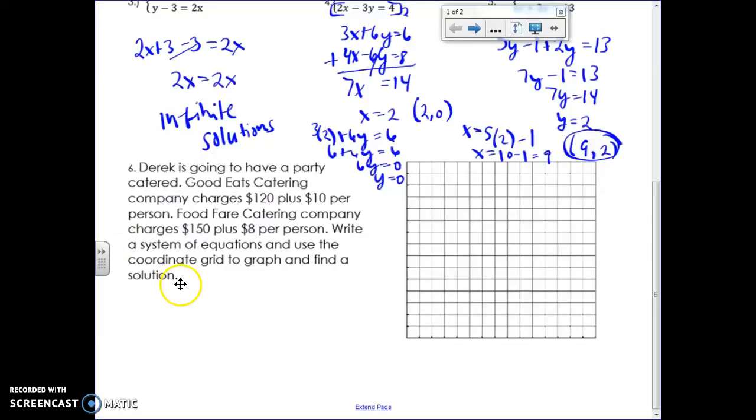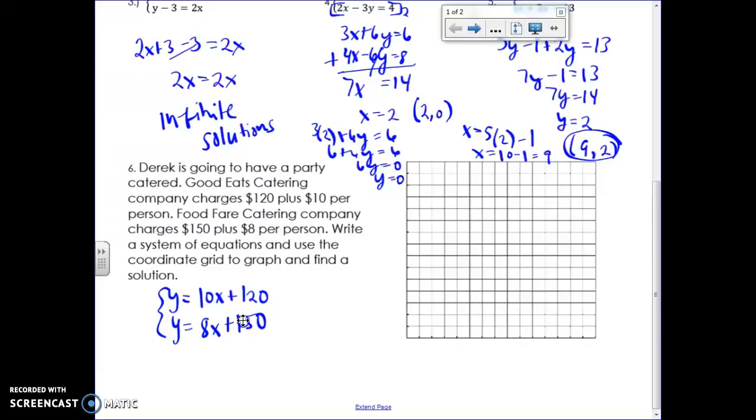So for this one, I'm going to start by coming up with my equation. So for my first equation, Good Eats charges $120 plus $10 per person. So I have $10 per person plus a $120 fee. My second company, Food Fair, charges $8 per person plus a $150 fee. These are my two equations that I want to find a solution to.